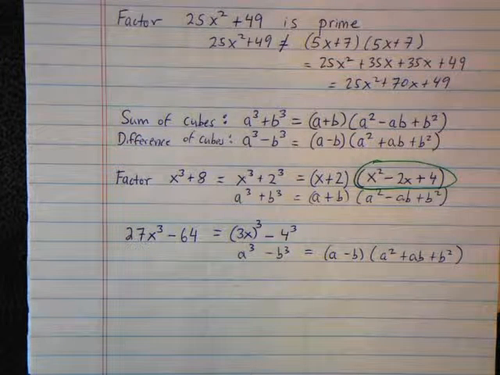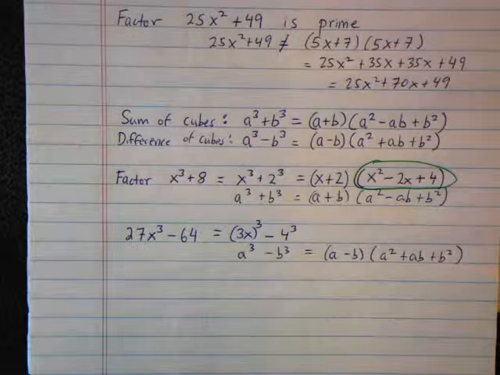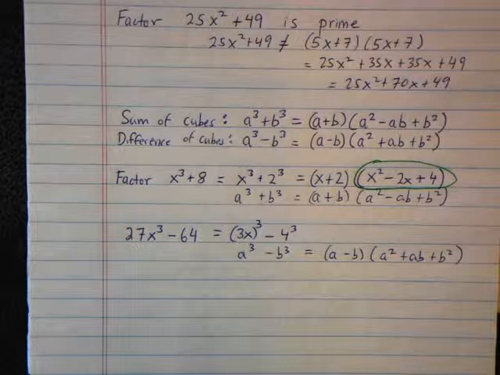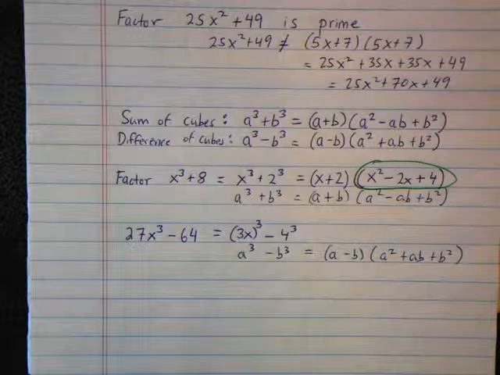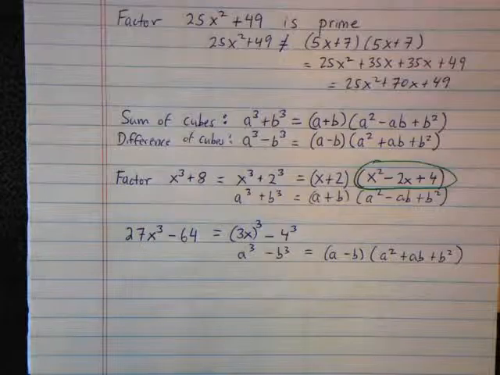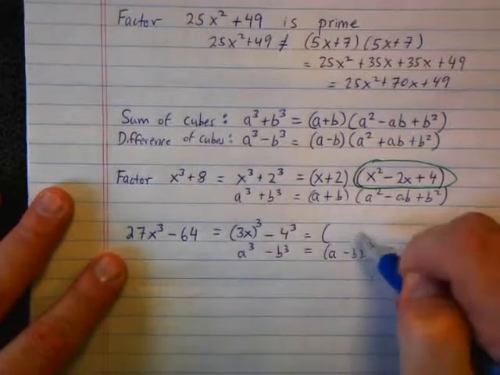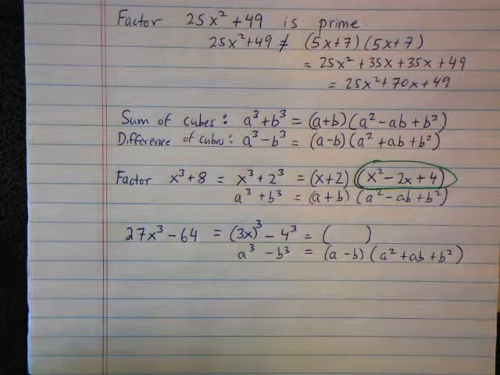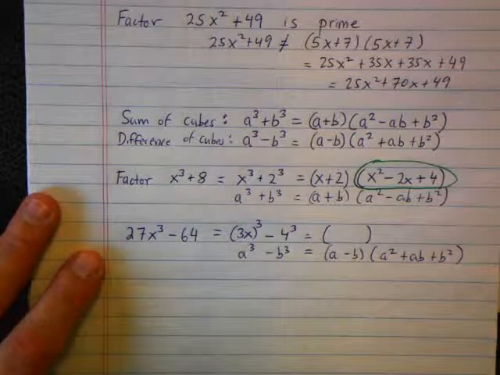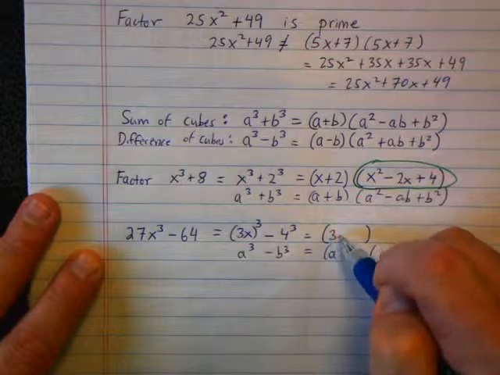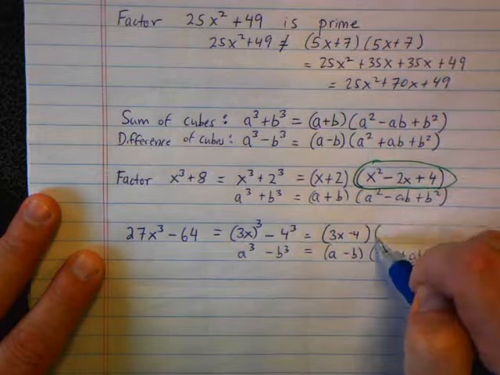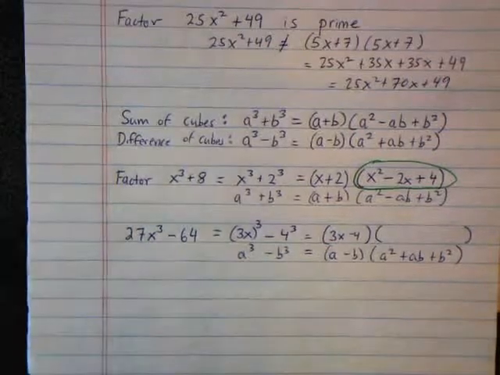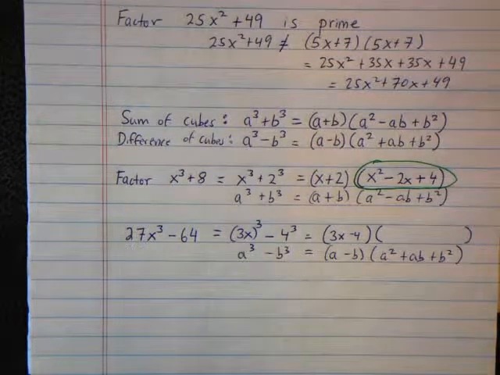This time, every time I see the letter A, I'm not going to write A. What am I going to write? Not 3, but you're close. 3x. Every time I see the letter A, I'm going to write 3x. And every time I see the letter B, I'm going to write 4. Okay. What is A minus B then? 3x minus 4. Times. What's A squared? 3x.